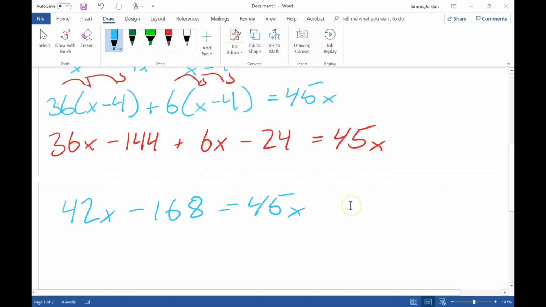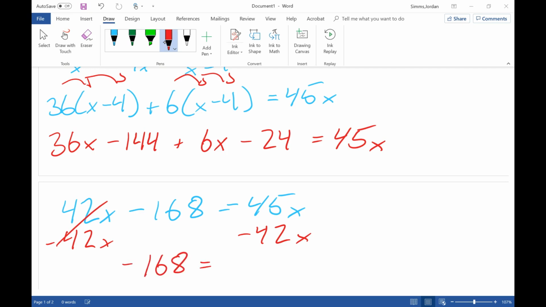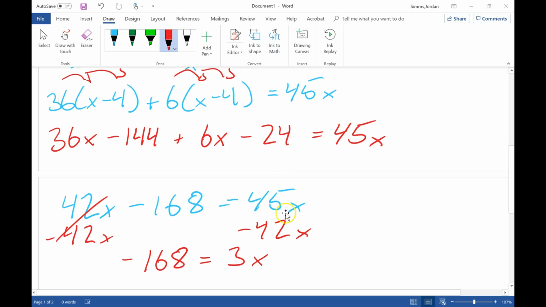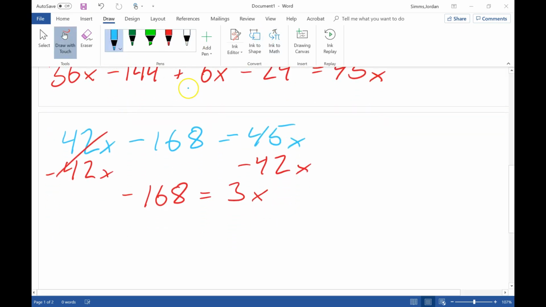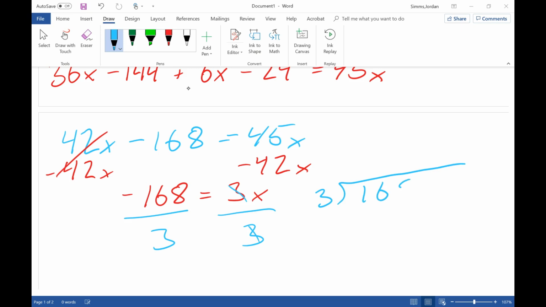All right, now from here, there's a bunch of different ways we could do this. I'm going to get my x's over here, so I'm just going to subtract 42x from both sides. That's gone. I'm left with negative 168 equals 3x. Can you feel the anticipation where we're going now? Love it. So this is going to be negative 168 over 3. I have no idea what the answer is, but I can divide it out. You're probably laughing at this. Just get a calculator, friend. Just do it. It's going to be 1, we'll drop the 8, 3 goes into 18 6 times. So x is going to equal 56.